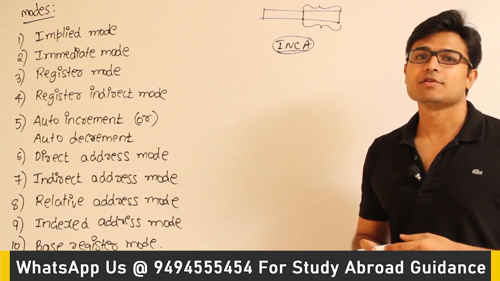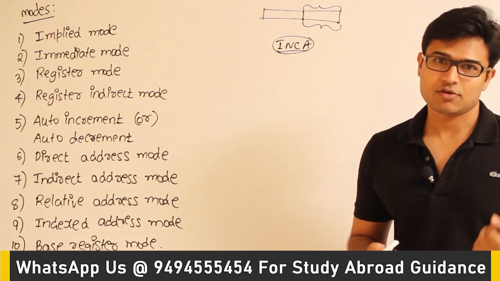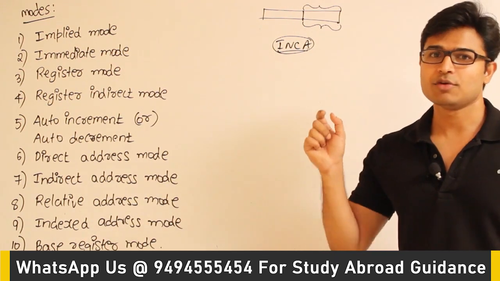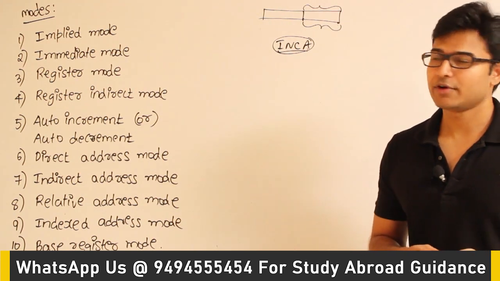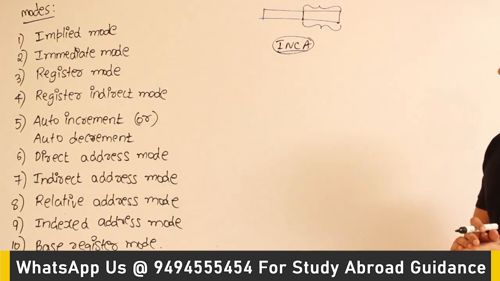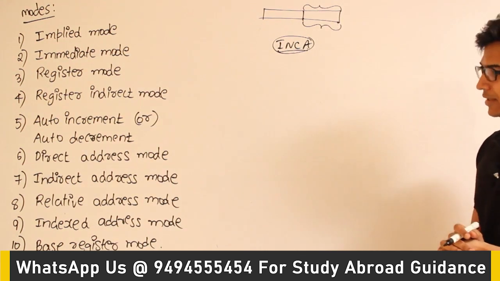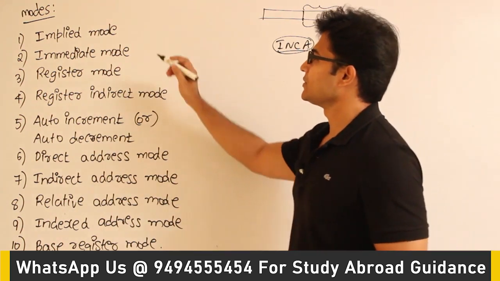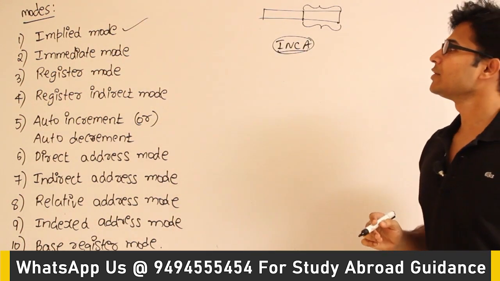Now what is the advantage of this? You need not use any address in the instruction at all. Therefore instructions will contain only the opcode, and it will be the smallest possible instruction. Got it? You need not specify anything over here, right? So it is implied, implicit. Fine. And the next one is immediate mode.